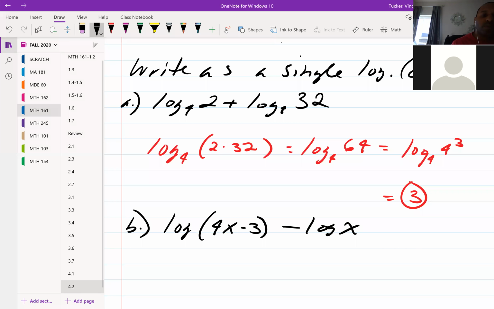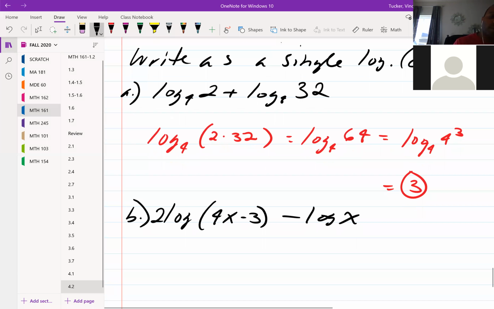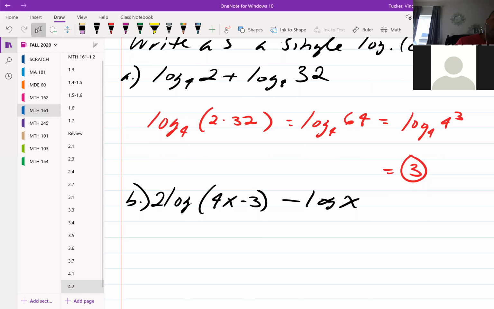Let's do this. Put a 2 out front. All right, so here we have 2 log of 4x minus 3 minus log x, or log of x. First thing I can recognize is that this 2 is in front, and if I want to take it back to an exponent, I can do that.